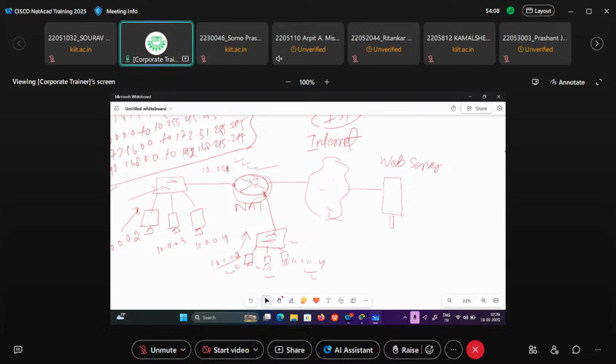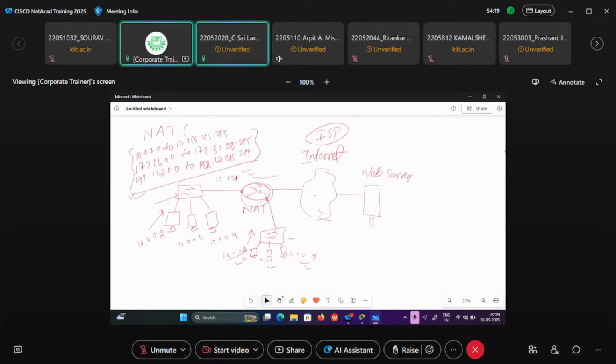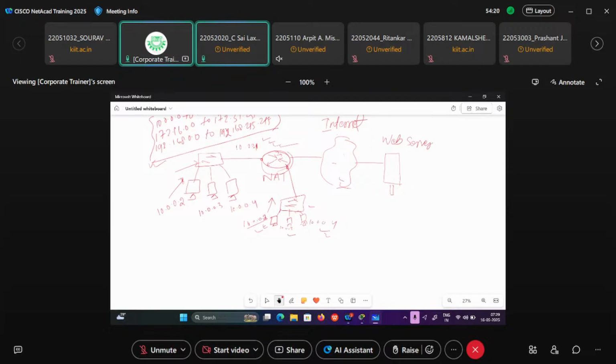That is called a dynamic NAT. One is called a static NAT, where one-to-one mapping will happen. So in this case, if you have 10 private IPs, 10 public IPs will also be mapped, right?